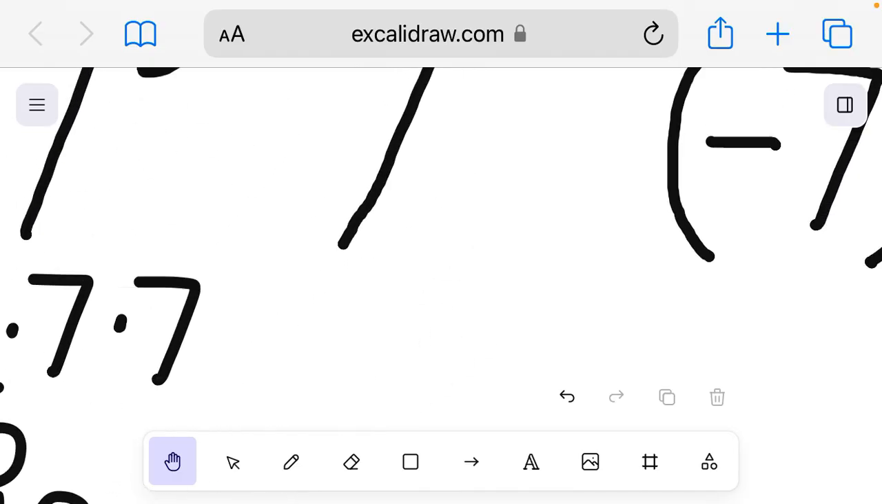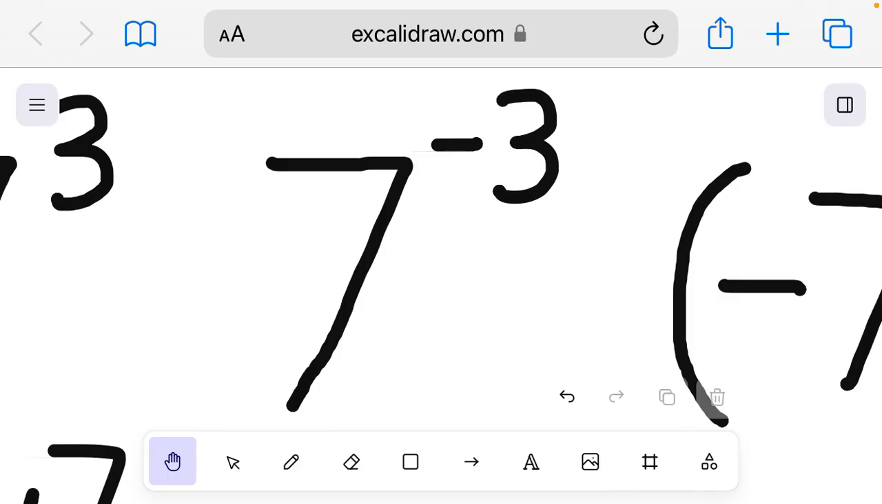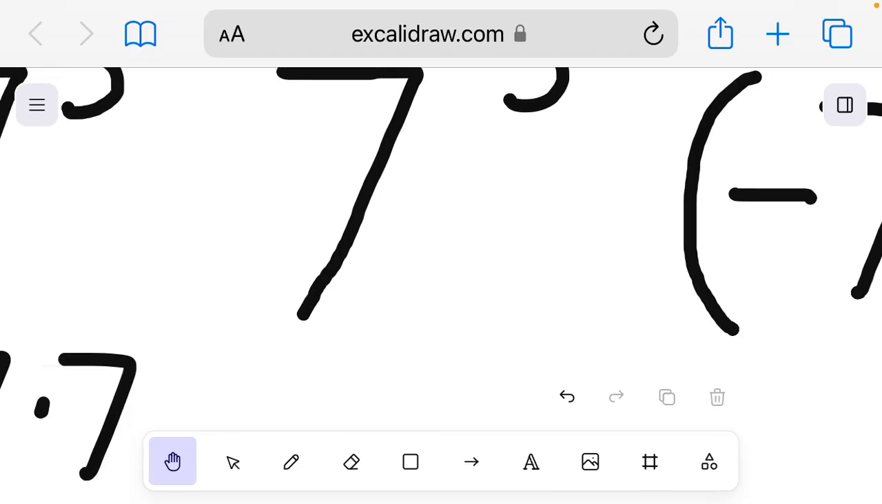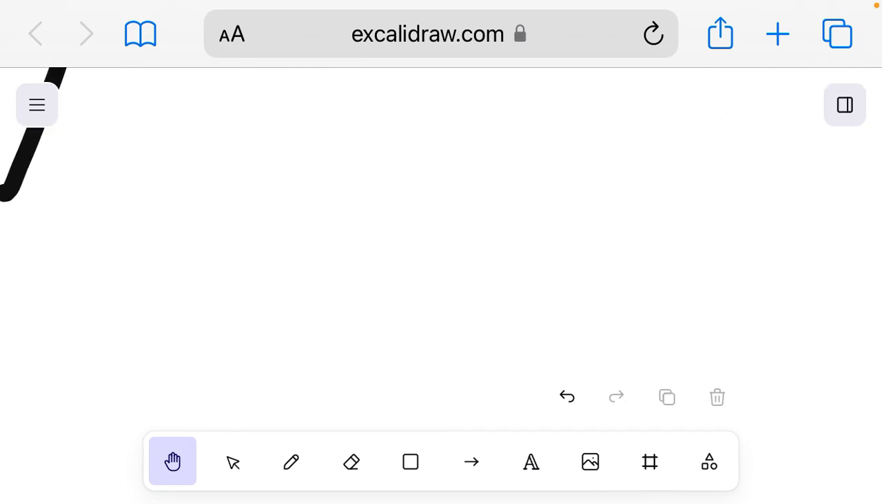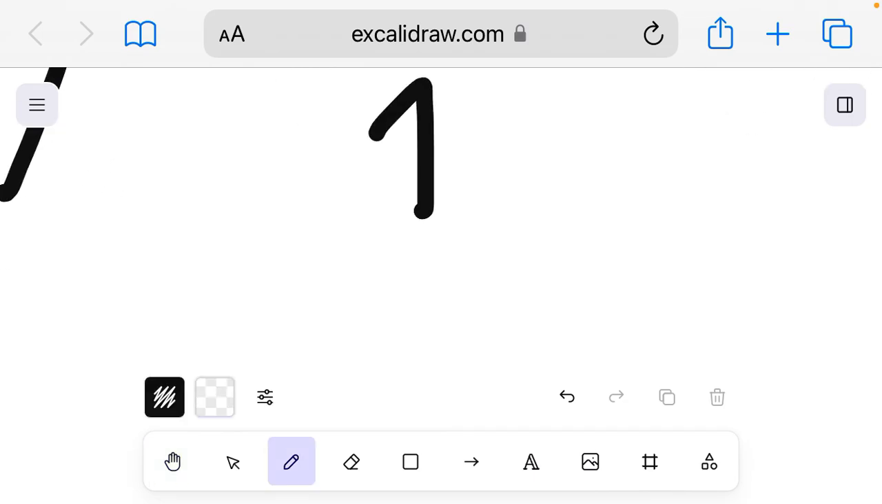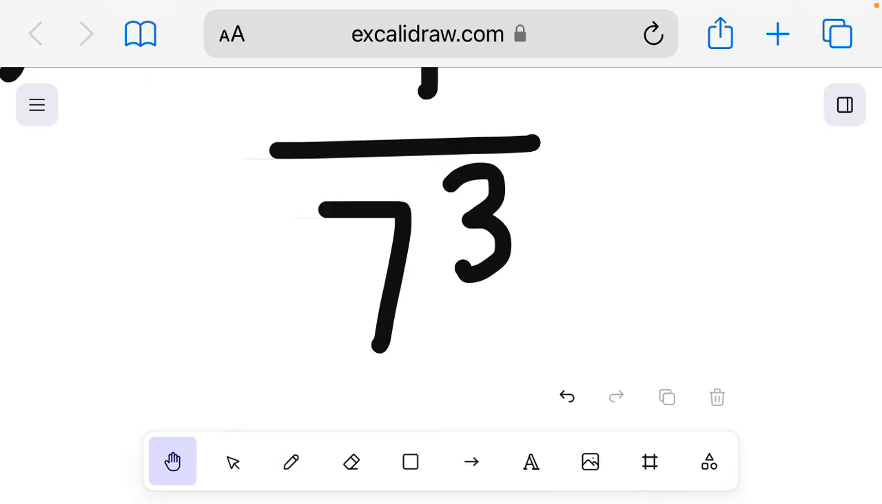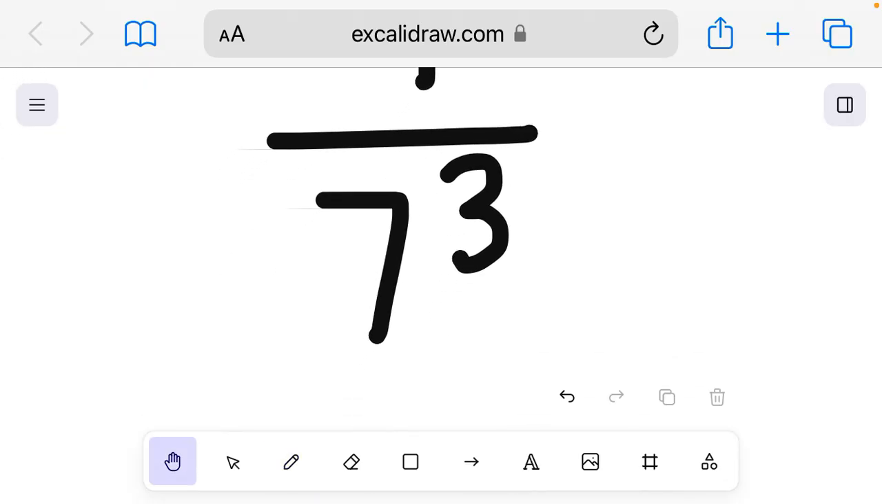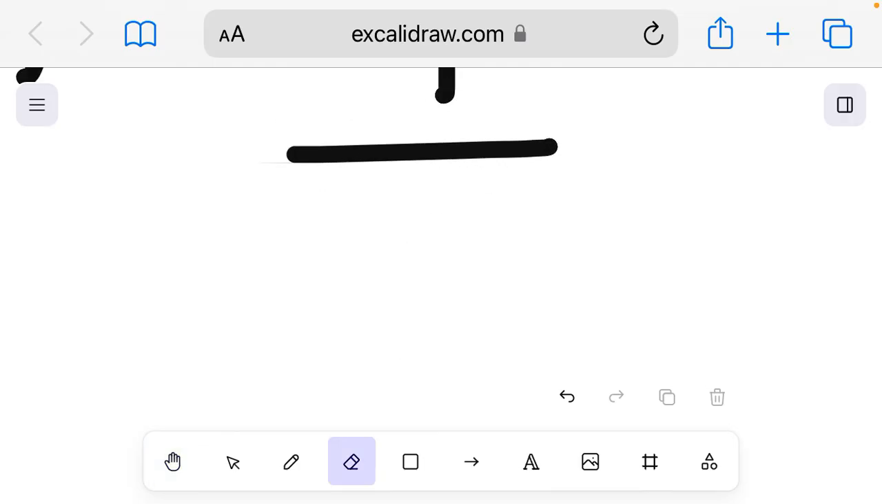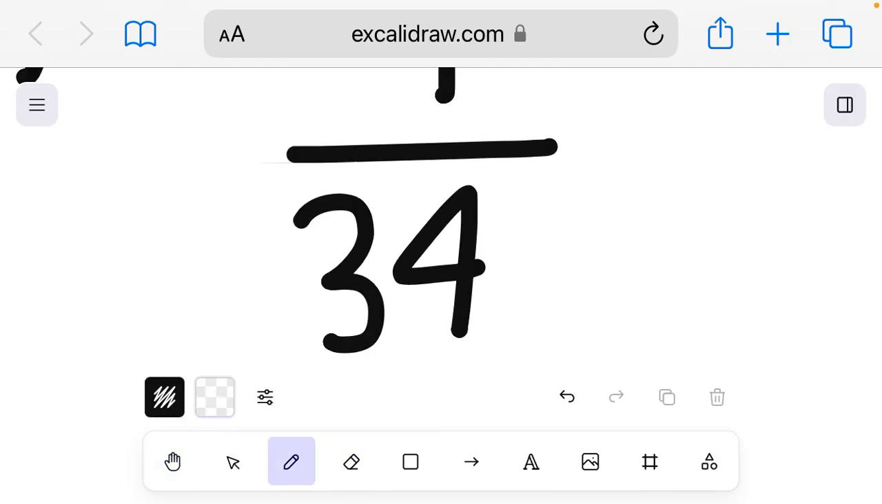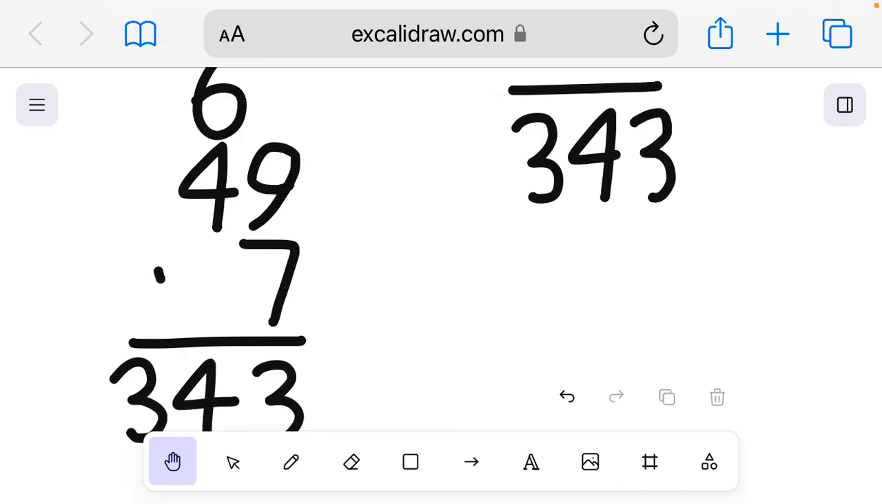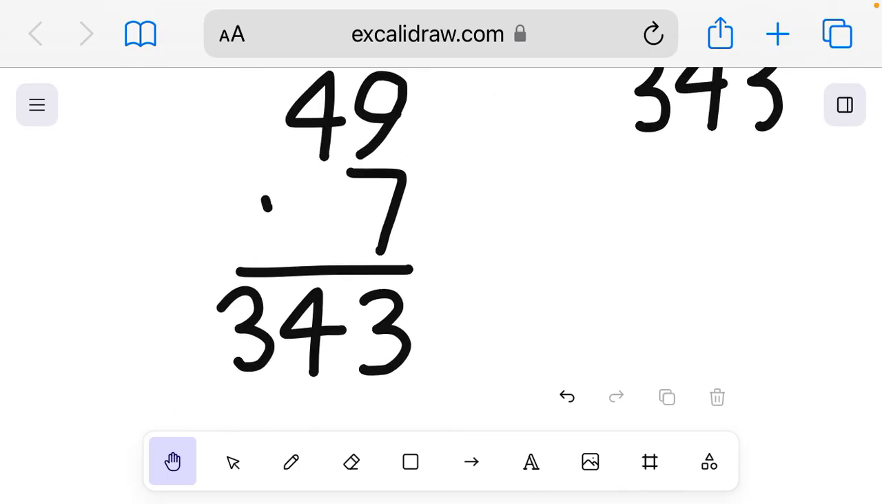Now let's move on to the second one. We have 7 to the negative 3. Negative cubed means to the negative third power, or to the power of negative 3. But anyway, let's just continue on. You remember the rule, right? We have 1 over the base to its positive exponent. So 1 over 7 cubed, that's simply 1 over 343, as shown right there.